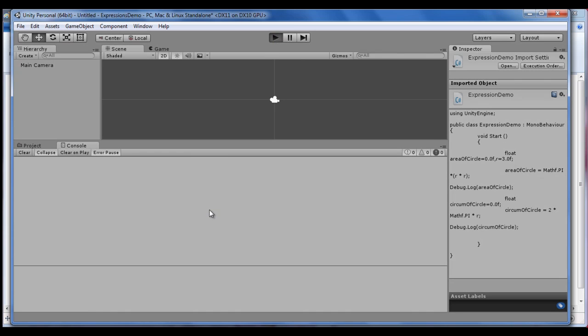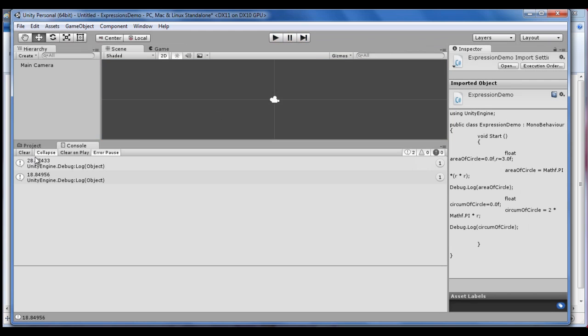And run and check. You can see that we got more precision values than previous, and the results are almost the same. You can see 28 and 18. Right, you can use the Math class.